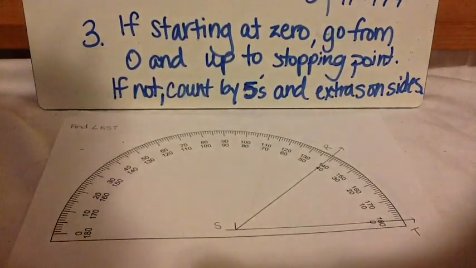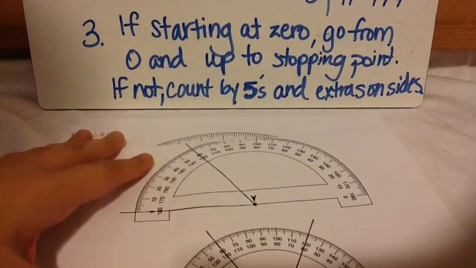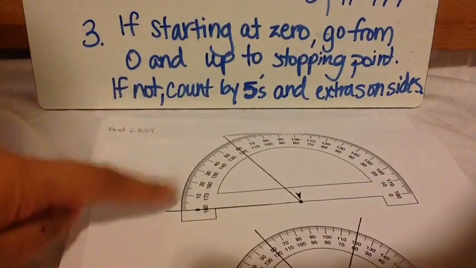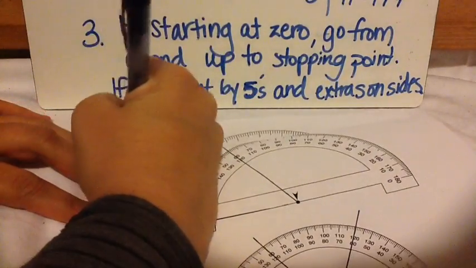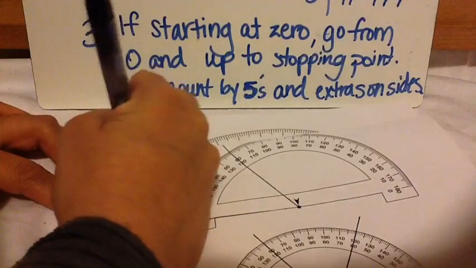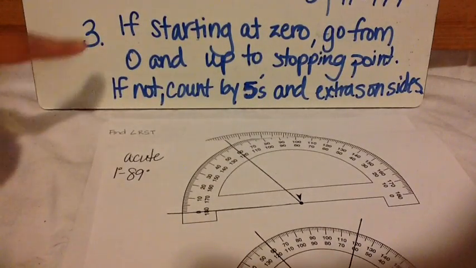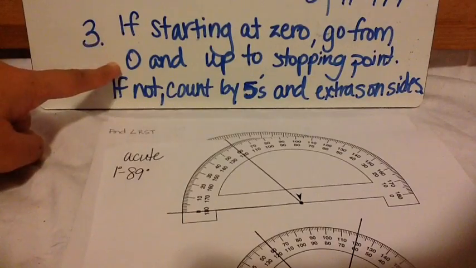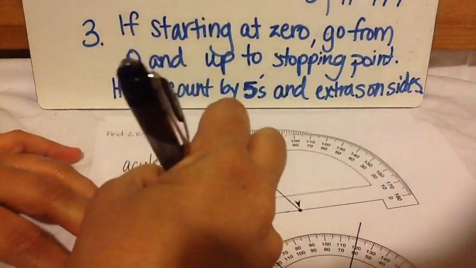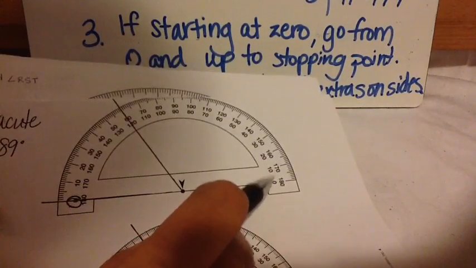Let's look at another example. I purposely want you to see it this way. Same concept. Is this acute, right, or obtuse? So I'm going to write this is acute. Write the range. It's going to be between 1 through 89 degrees because 90 degrees is a right angle. Next step is if starting at 0, go from 0 and up to the stopping point. So here is 0. Notice it's on this side. When we were over here on that other one, it was over here.